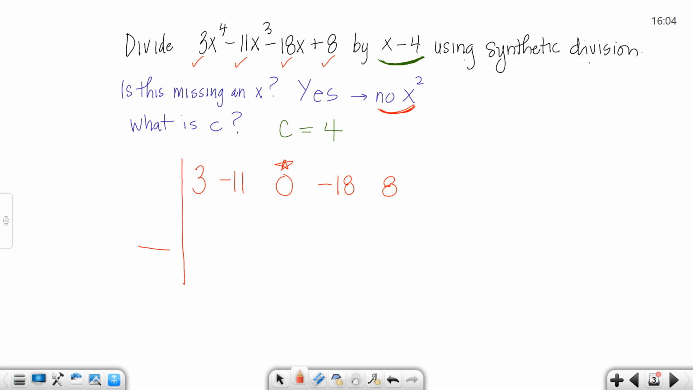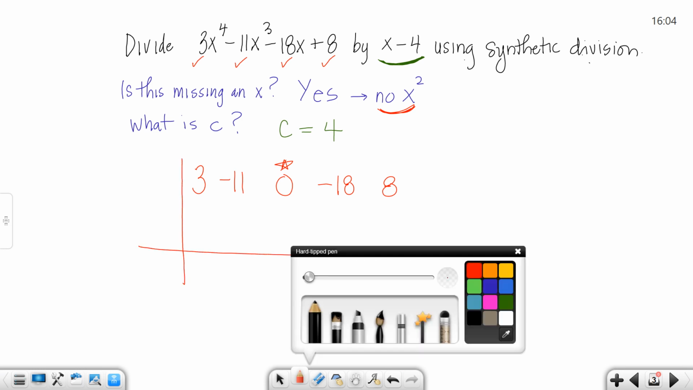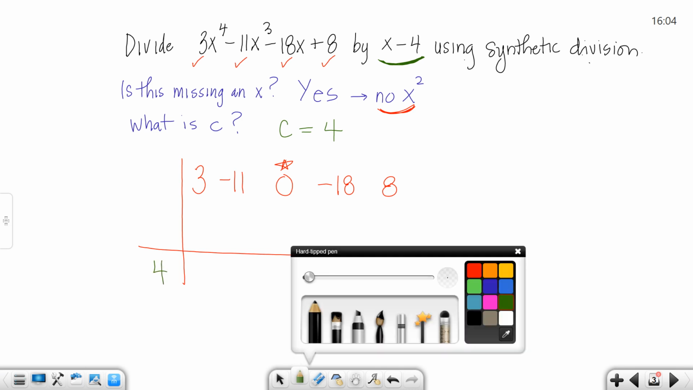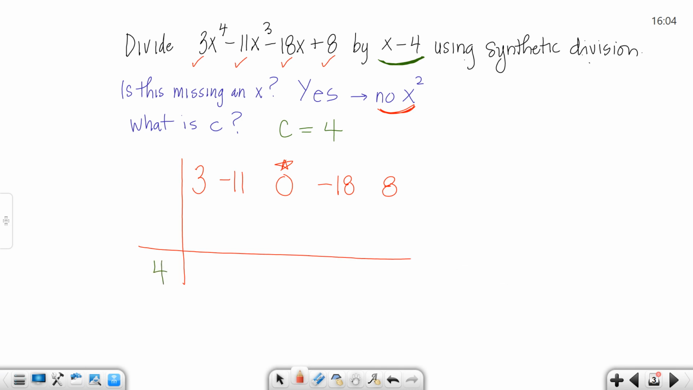Now, I make mine into a little box, and my c value goes here. That's how you set it up with synthetic division. So take a minute to look at that. Make sure you see how all the numbers came into being.